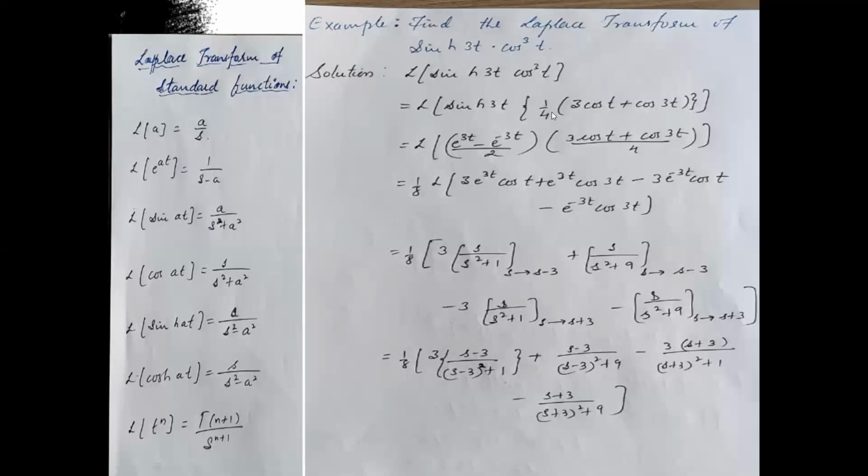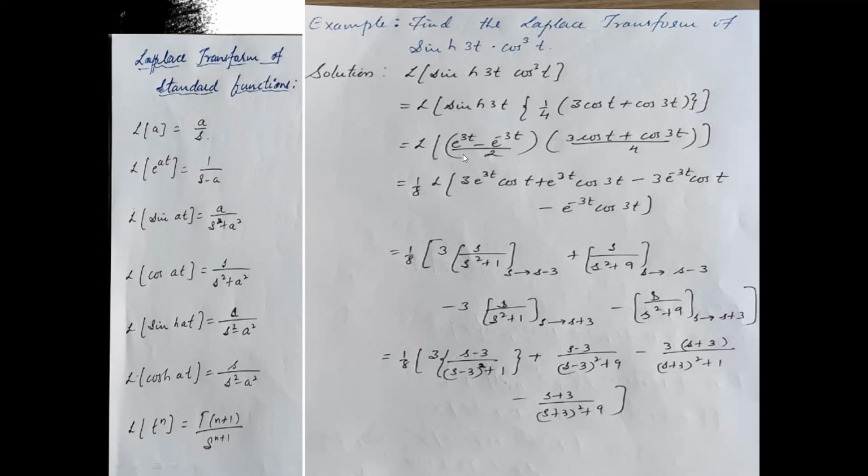It is 1 by 4, 3 times cos theta plus cos 3 theta. So instead of theta we have t here. So it is 1 by 4, 3 cos t plus cos 3t. Now again we'll apply the formula for sinh 3t. It is e raised to 3t minus e raised to minus 3t divided by 2, and this term is written as it is. Now 2 into 4 will get 1 by 8 outside.